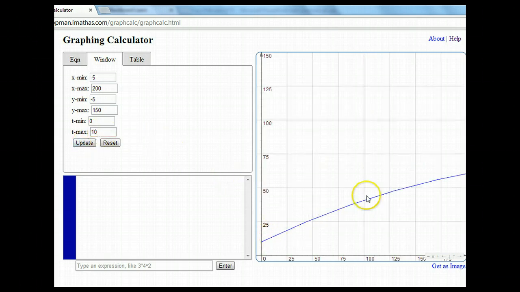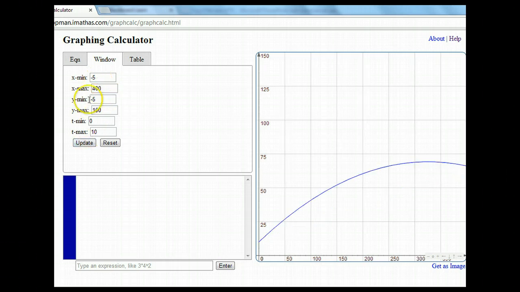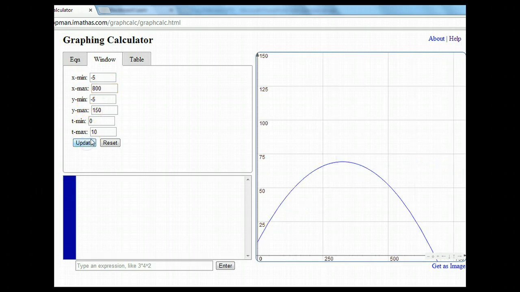Update. So see, I can see the projectile going up. I can't quite see its peak, and I can't see where it hits the ground. But I can see I probably have a high enough y for now. I'm going to change my x range so that I can extend this out further. Remember, x is our distance sideways. So I'm going to put that at 400 and update. Still not enough. I'm going to put it at 800 and update it. There we go. 800 was plenty.